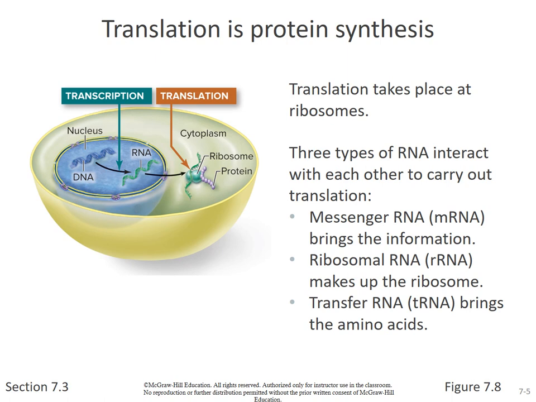Ribosomal RNA, or rRNA, is the actual molecule that makes up the ribosome. The ribosome is made up of mostly RNA, and it is this rRNA molecule that creates the ribosome. Then you have transfer RNA, or tRNA. And this is a molecule that will be bringing the amino acids to the ribosome when the messenger RNA is present. And it will be bringing these amino acids to build the actual protein based on the code of the messenger RNA.